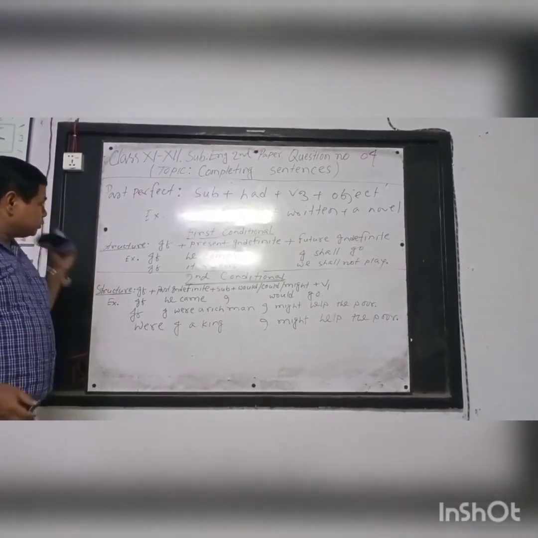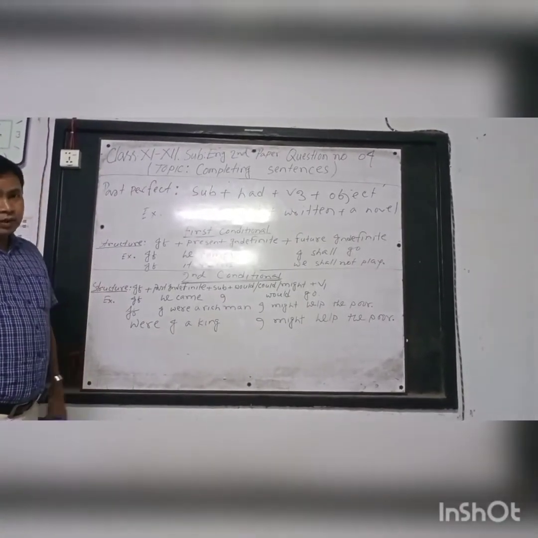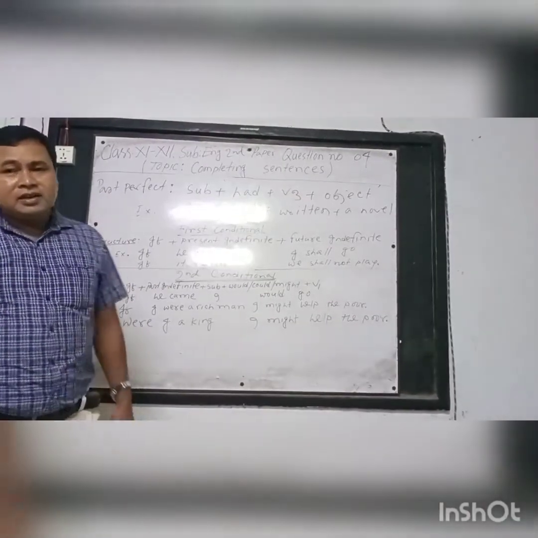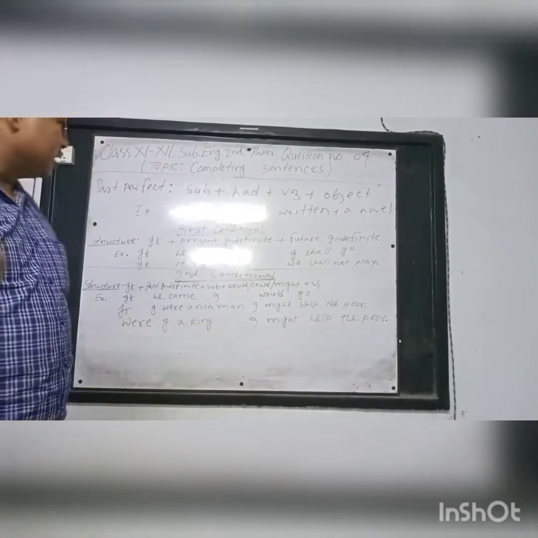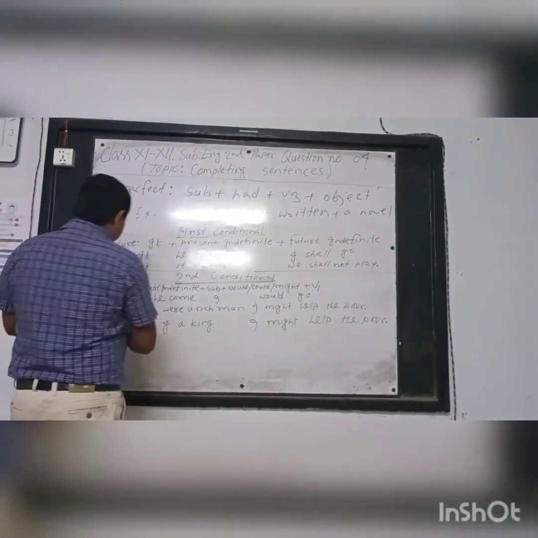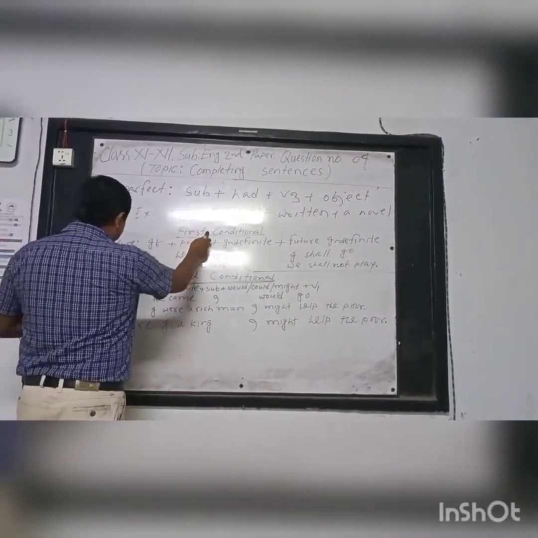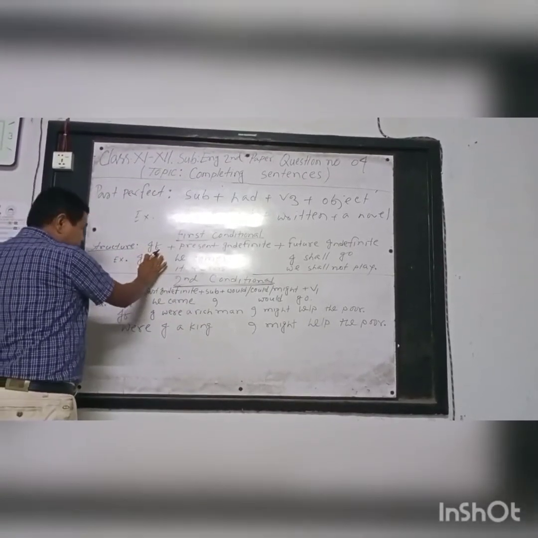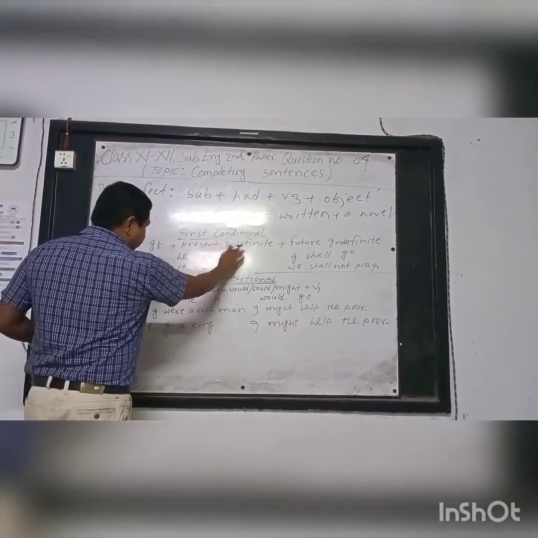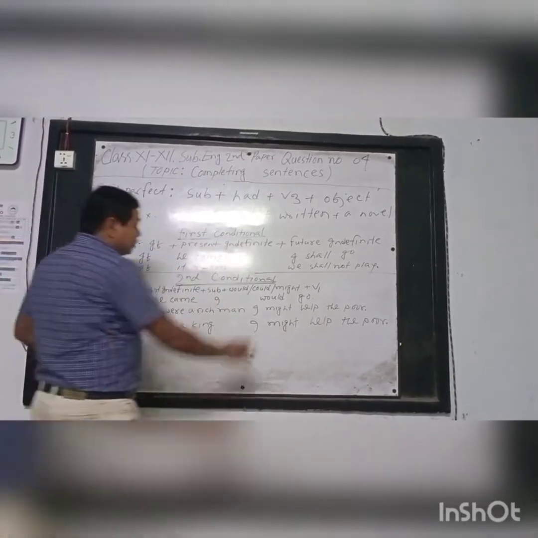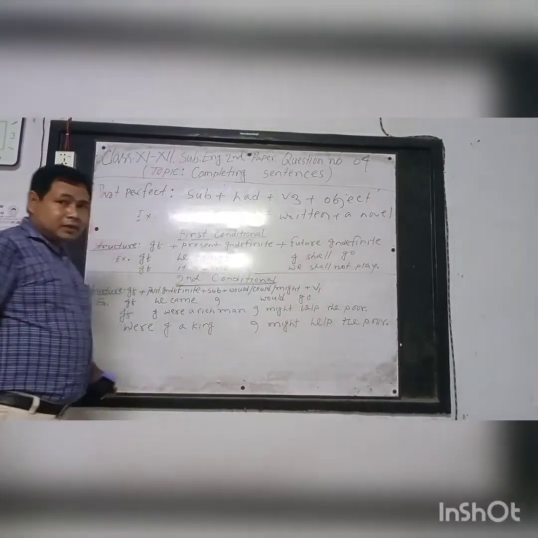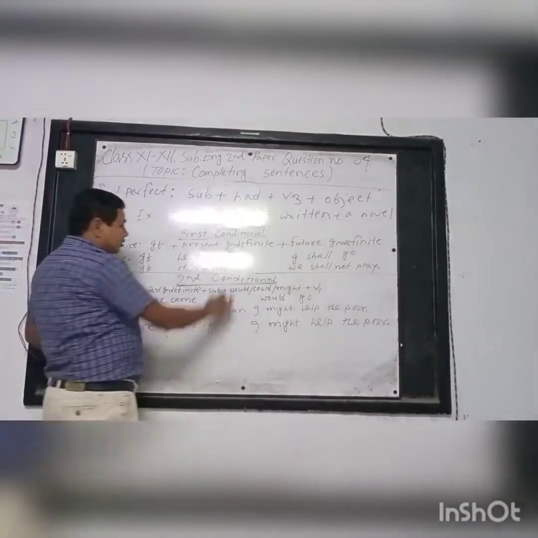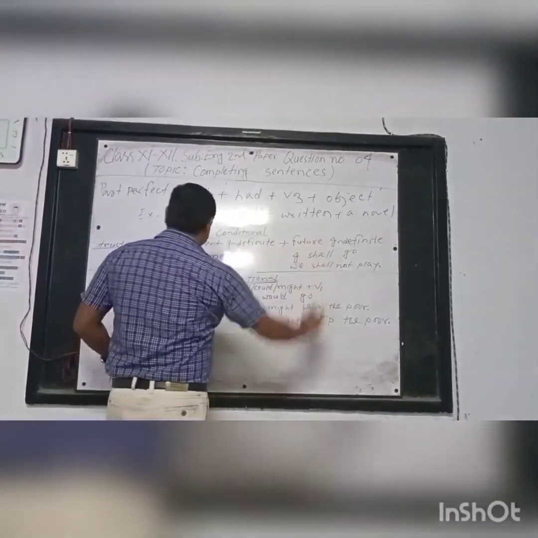Then comes the first conditional. What is the first conditional and what will be its structure? Now look at the board. The structure of the first conditional is: first comes if, then present indefinite, then future indefinite.